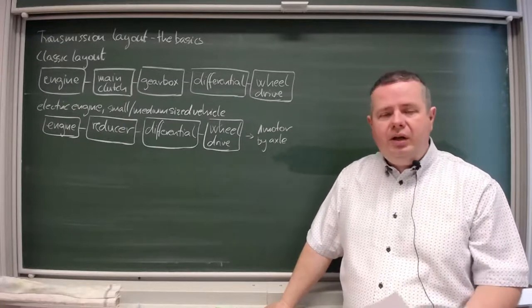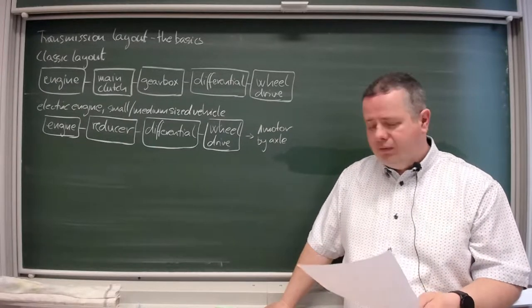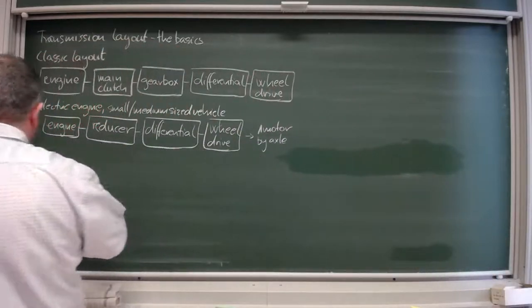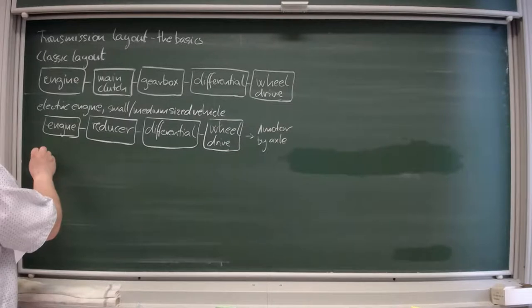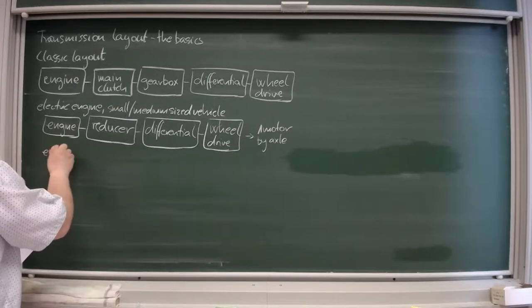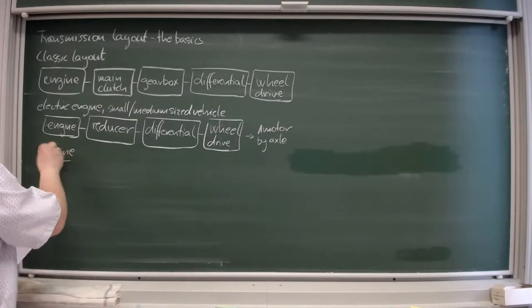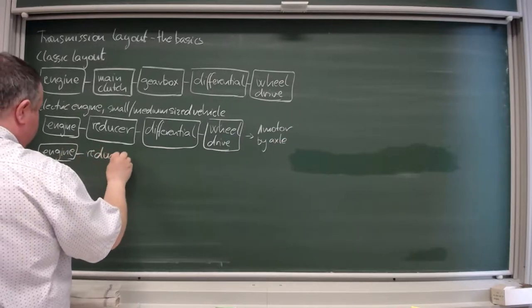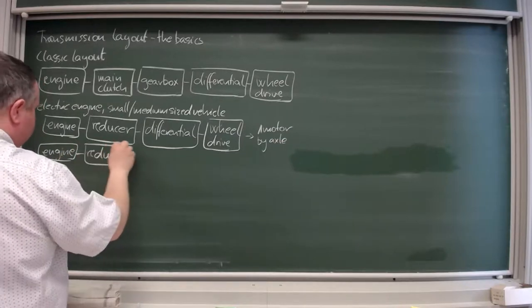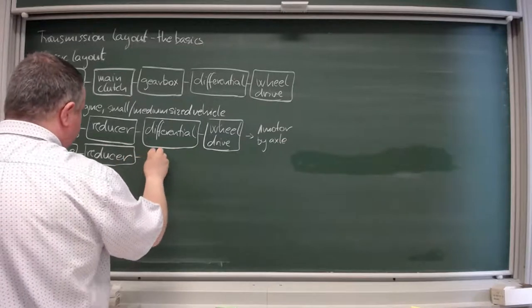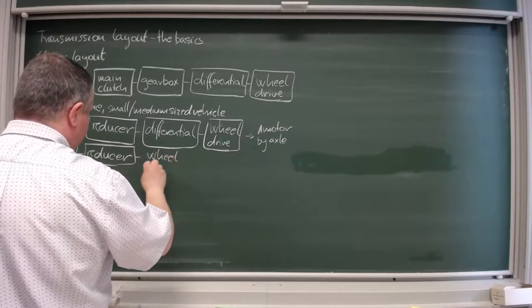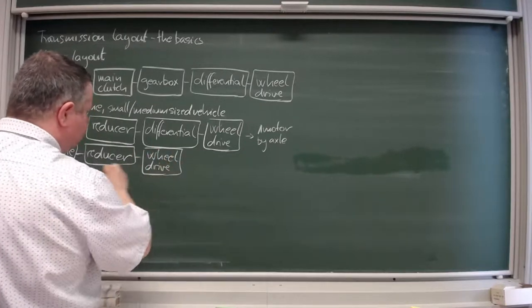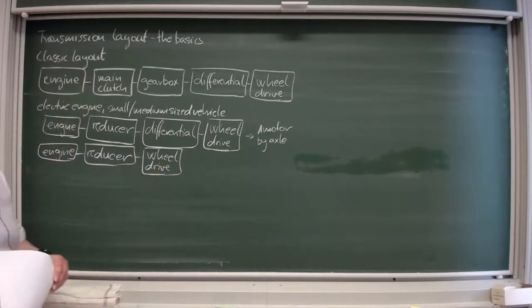And there's a second layout that starts to be made, which is even simpler from the mechanical point of view. Engine, reducer, and wheel drive. What is missing here? You don't have a differential.